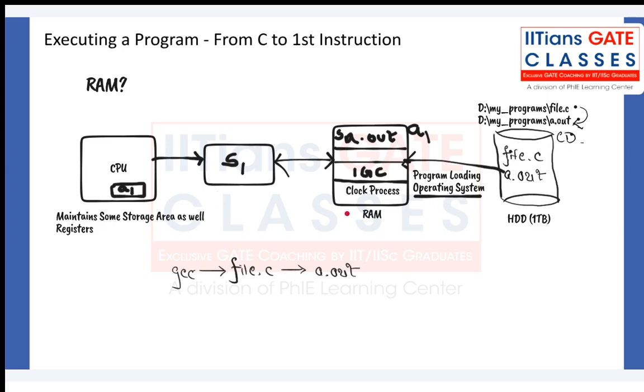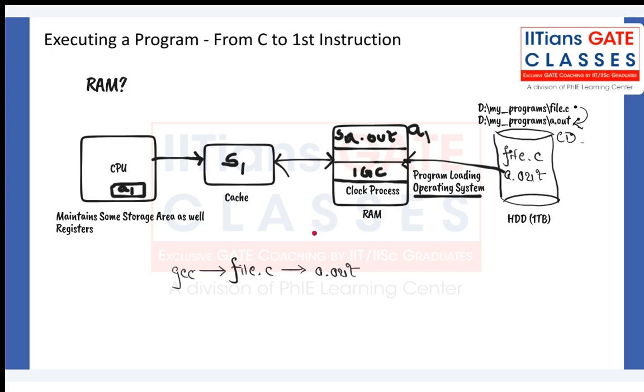The name of this memory is called cache. Very good, Rashmi. So cache is a high-speed memory that sits between the CPU and the RAM, and it is responsible for faster accesses.